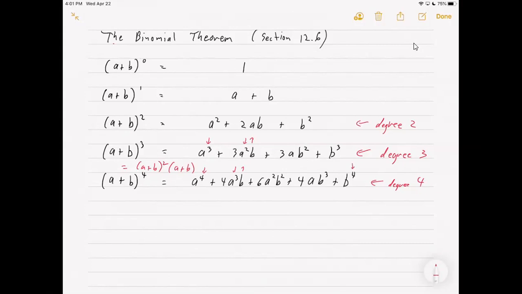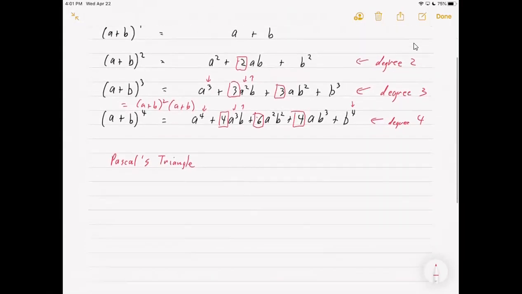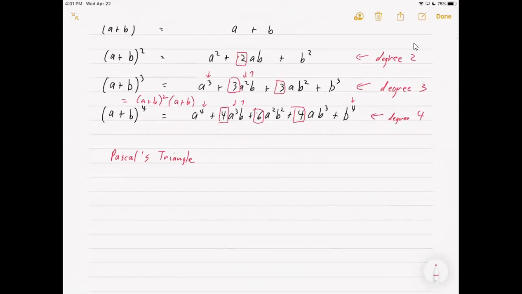Now, there's a pattern in the numbers, all right? Remember, it's 1s in front of just a's and b's, but then we have the number 2. We have these 3s, and these 4s, 6, and 4, all right? And if we can see a pattern, we may be able to expand everything. All right, and this pattern is called Pascal's triangle. If we see the pattern, we can quickly expand things like a plus b to the 7th power, things that are very difficult if we don't know the pattern.